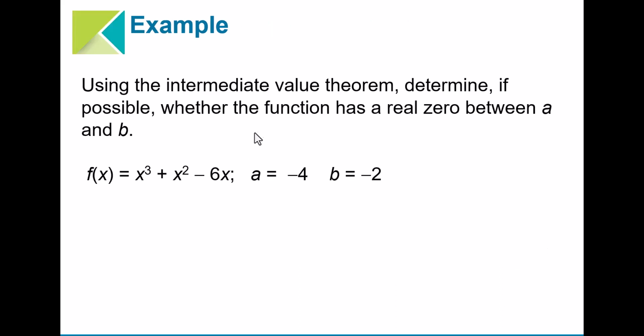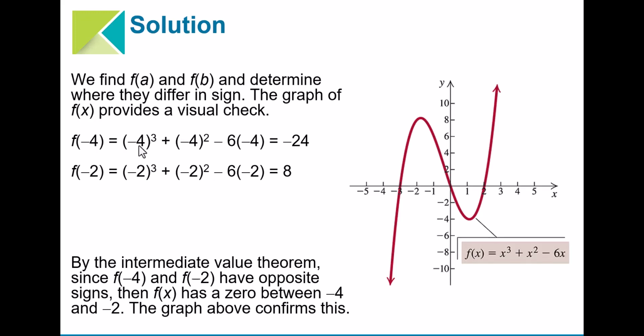So if you're asked to determine whether the function has a real 0, so does this function between -4 and -2 cross the x-axis? Well, what you do, if you don't just graph it, you simply plug these values into your function, the -4 and -2. Notice this value of the function, -24, and then it went positive. So it had to go from negative to positive, somehow crossing the actual x-axis.